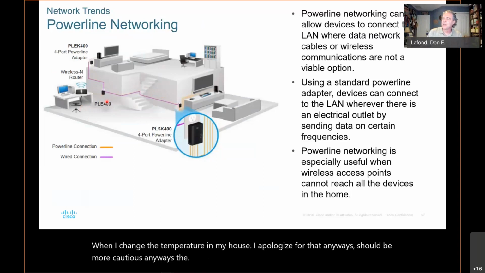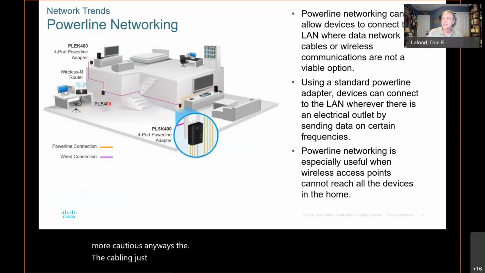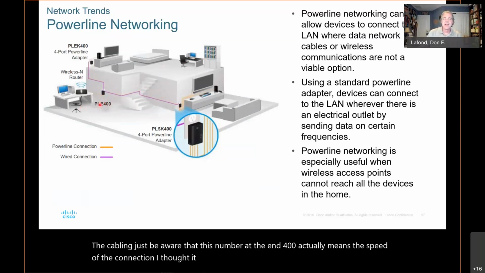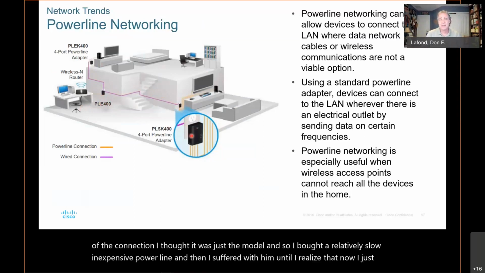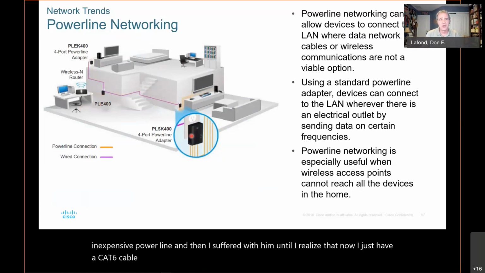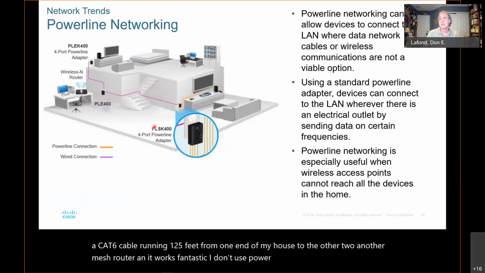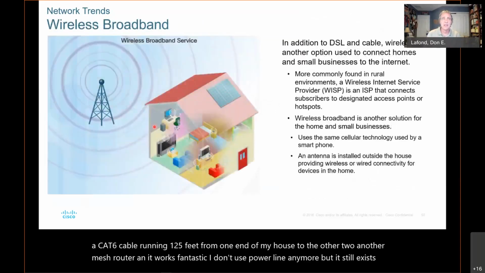Anyways, the cabling, just be aware that this number at the end, 400, actually means the speed of the connection. I thought it was just the model. And so I bought a relatively slow, inexpensive Powerline, and then I suffered with them until I realized that. Now I just have a Cat6 cable running 125 feet from one end of my house to the other to another mesh router, and it works fantastic. I don't use Powerline anymore, but it still exists, and I think they just want you to understand the concept.